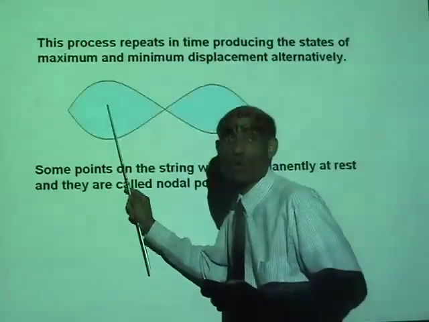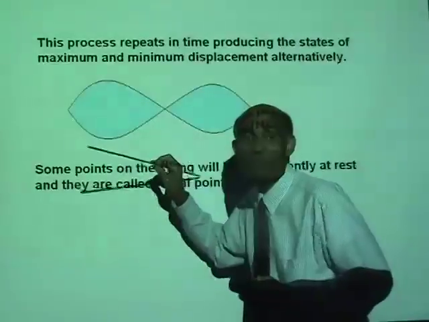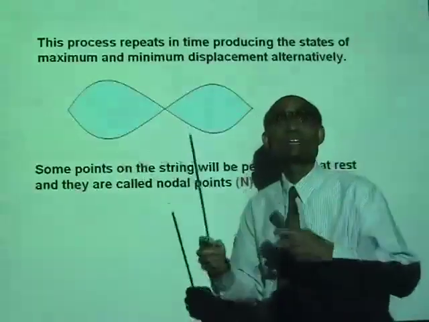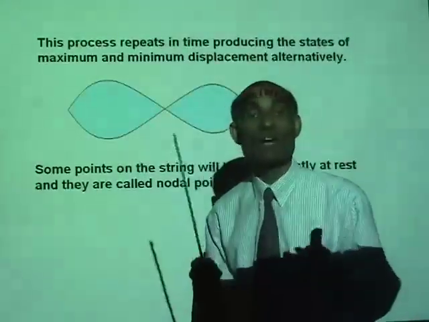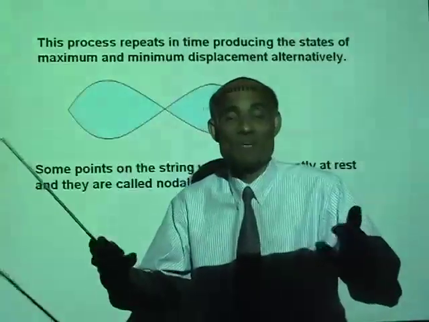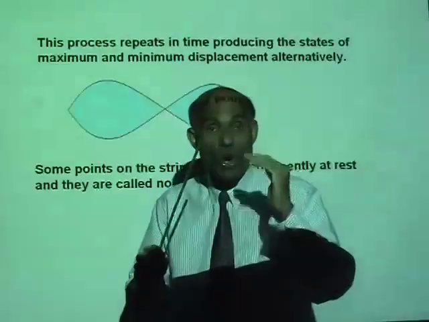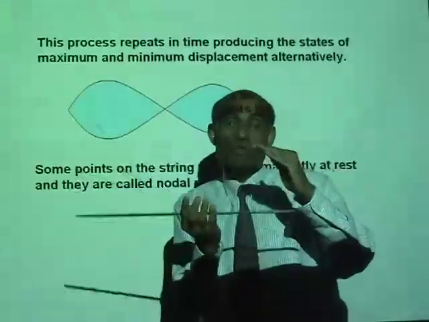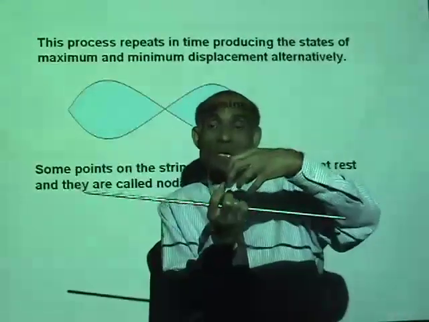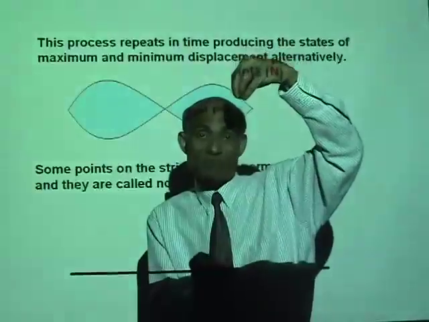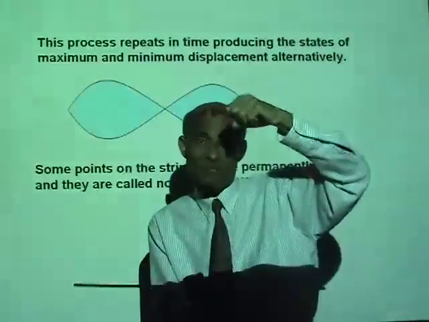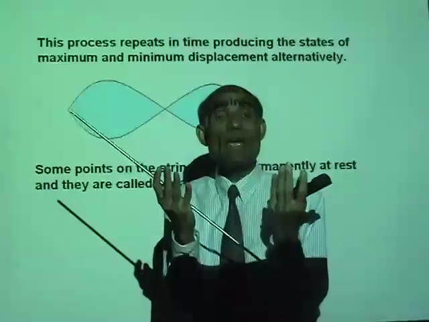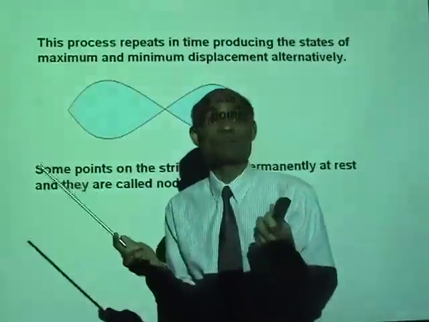And some particles will have maximum displacements, minimum displacements, maximum displacements, minimum displacements. It will appear and disappear. And that is the reason why we call it stationary waves. Although stationary waves are caused by an advancing wave and a reflected wave, what you will see on the string are particles with maximum and minimum displacements that appear and disappear. In other words, the wave seems as though it is not advancing.